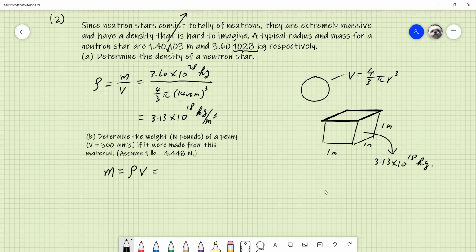So therefore, what is the mass of this penny made from the neutron star material? I'm going to multiply the density of this material and the volume. Now, the volume of a penny is what? 360 cubic millimeters, right? Am I right? Yes. But you cannot cancel the cubic meter, right? So you need to convert the cubic millimeter to cubic meter.